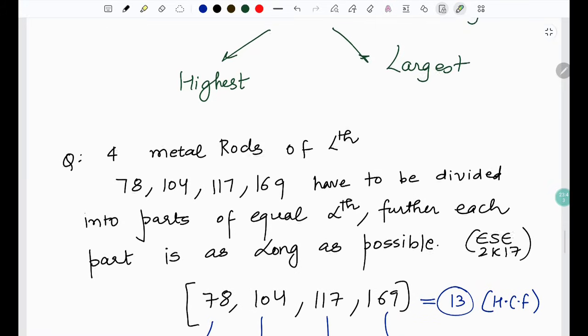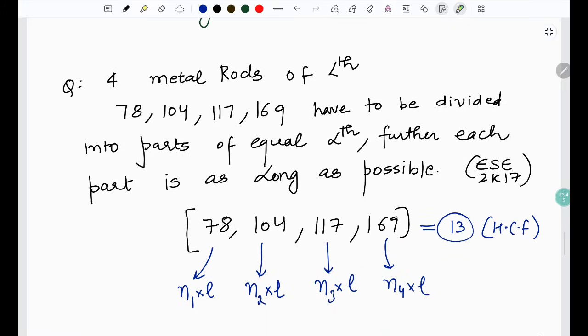So we'll be dividing all these numbers by 13, or we can write them in the form of n1 into L, n2 into L, n3 into L and n4 into L. The question basically says there is an original rod with these lengths; into how many parts at maximum can we divide these 4 rods so that we get equal-length rods and the maximum number, that we need to find.